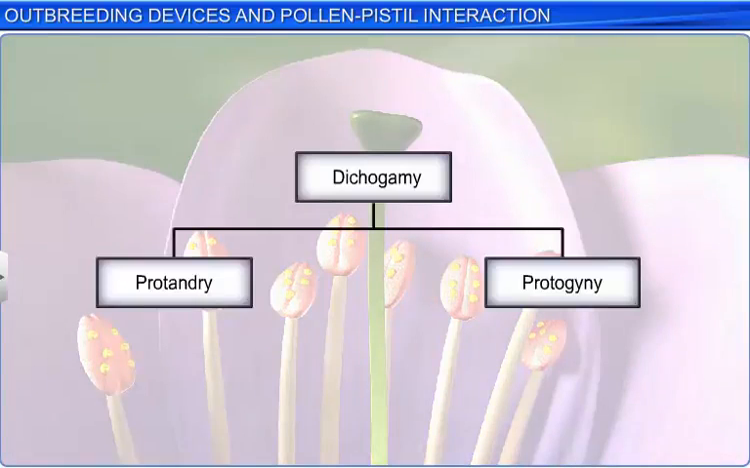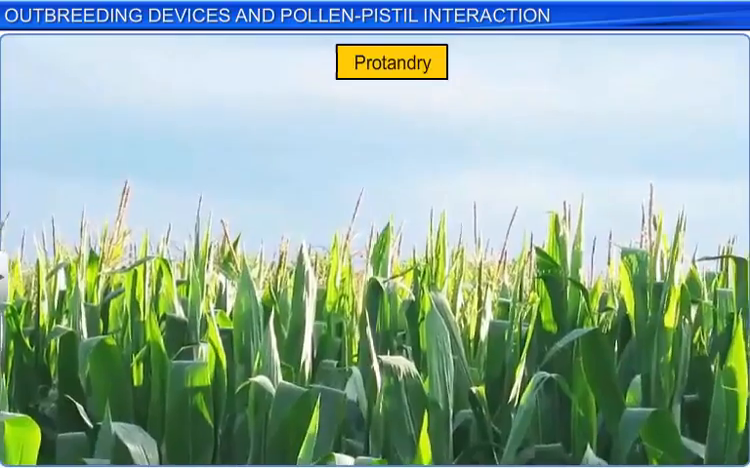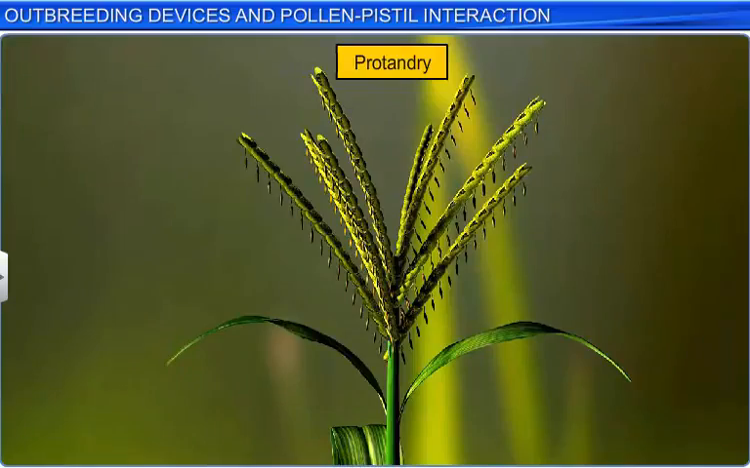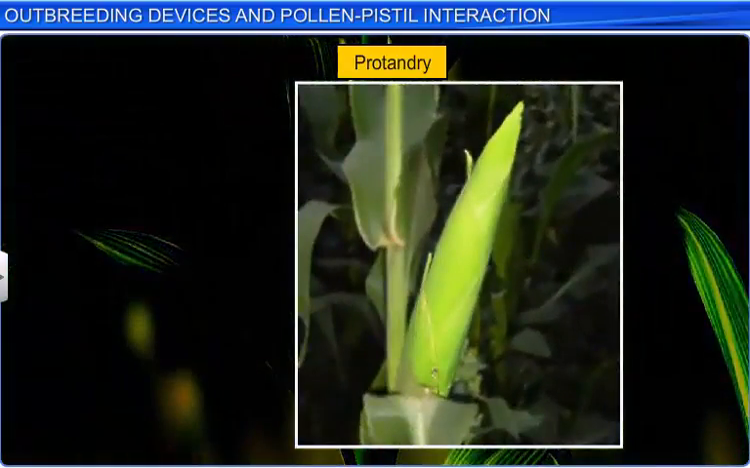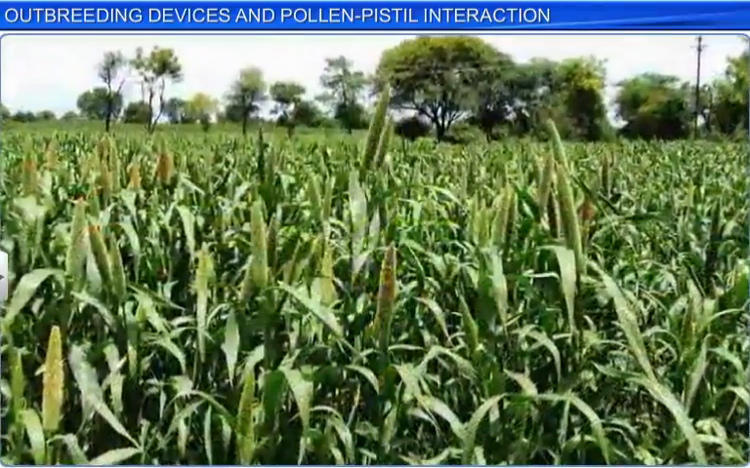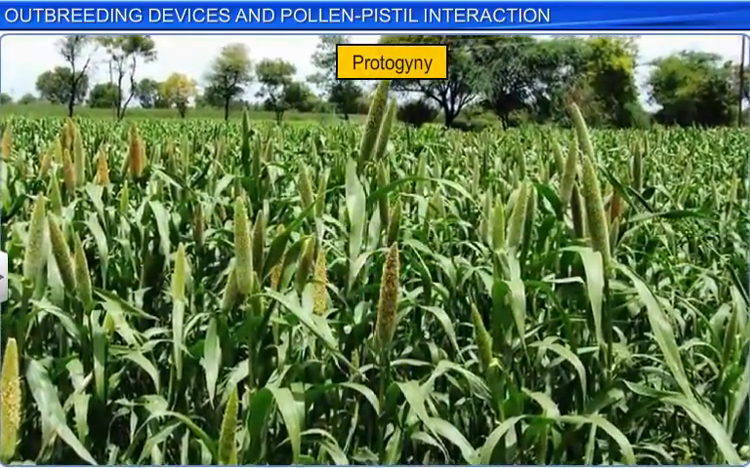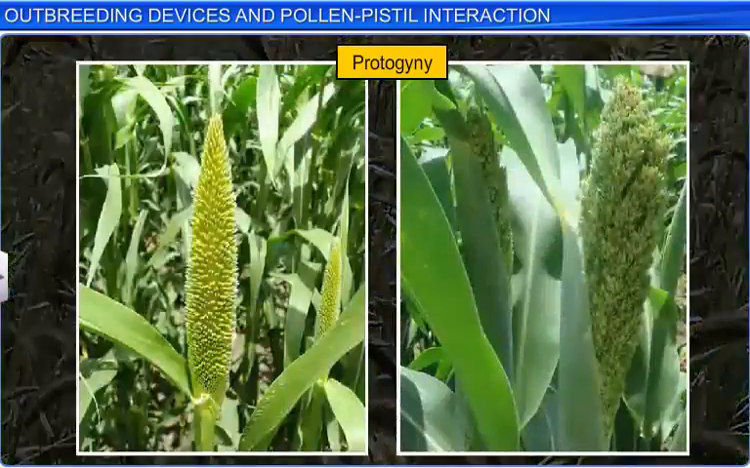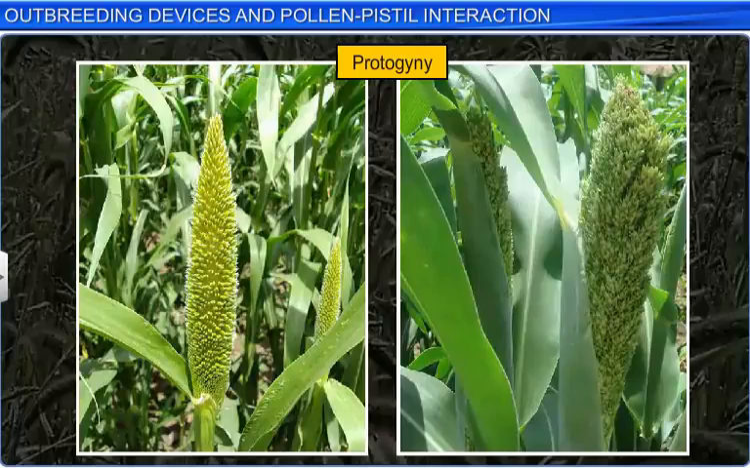Dichogamy is of two types: protandry and protogyny. In protandry, which is observed in plants such as maize, pollen is released before the stigma becomes receptive. That is, the androecium of the flower matures earlier than the gynoecium. Whereas, in protogyny, which is observed in millet or bajra, the gynoecium matures prior to the androecium. That is, the stigma becomes receptive long before the pollen is released.